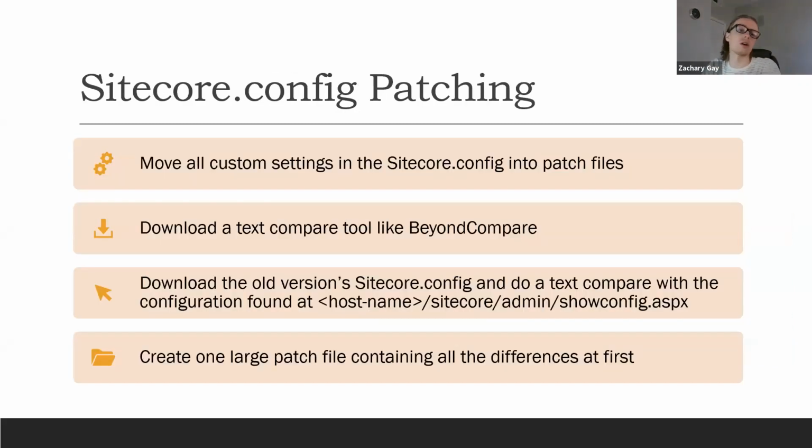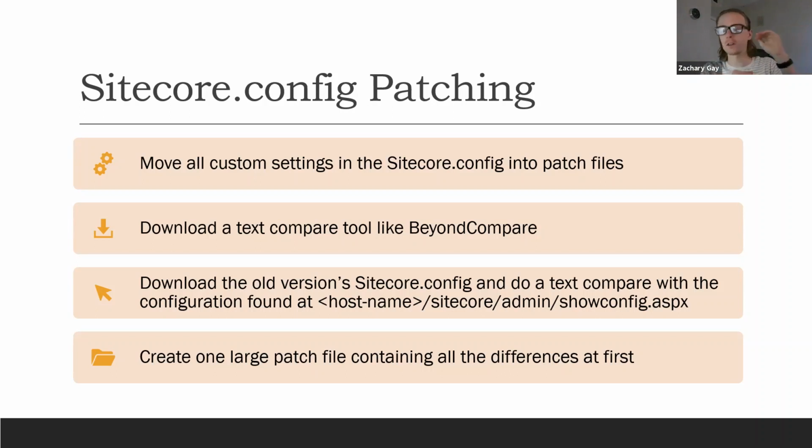The next phase I want to talk about is Sitecore config patching. What you're going to want to do is move all custom settings in the Sitecore config file into patch files. So my recommendation here is to download a text compare tool, kind of like Beyond Compare, for example. And after that, you will download the old version Sitecore config, the vanilla unaltered Sitecore config, and do a text compare with what's in the show config page in the production environment, for example.